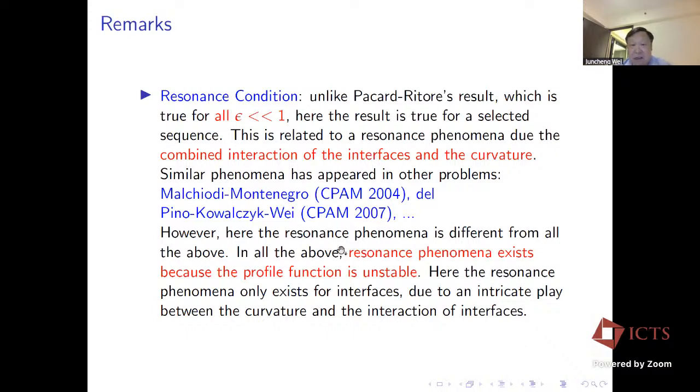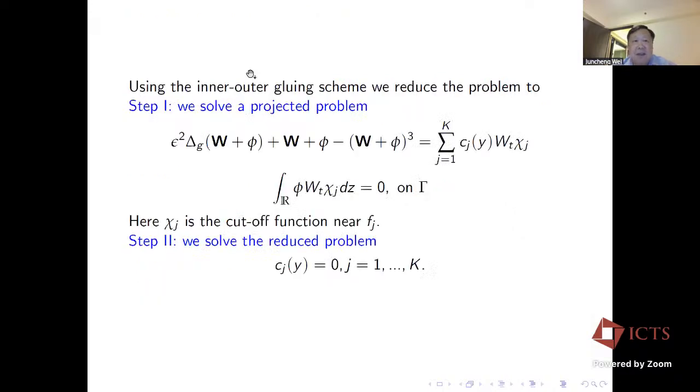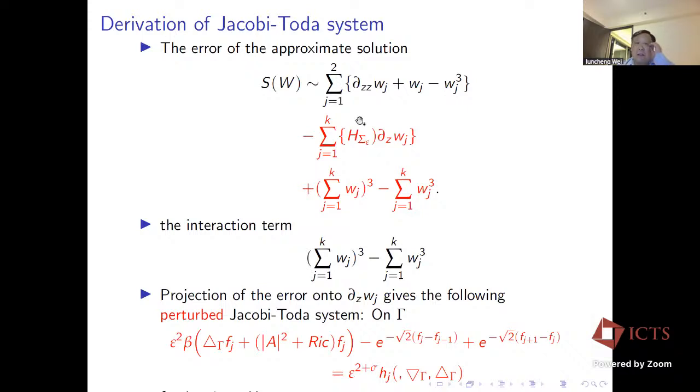So to derive the Jacobi-Toda system, we use the gluing method: we solve the projected problem, then solve the reduced problem, and the Jacobi-Toda system comes purely from this reduction. If you look at the k layers and compute the error, you find the mean curvature, and you find the interaction of the layers. If we project everything to the minimal submanifold, you get this Jacobi-Toda system.